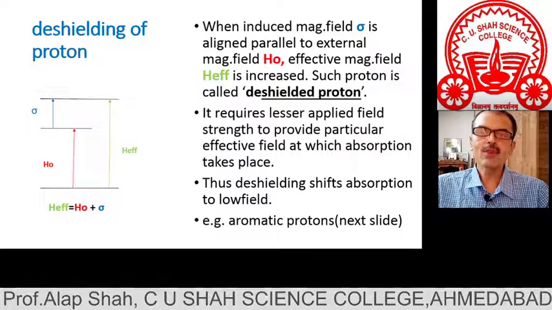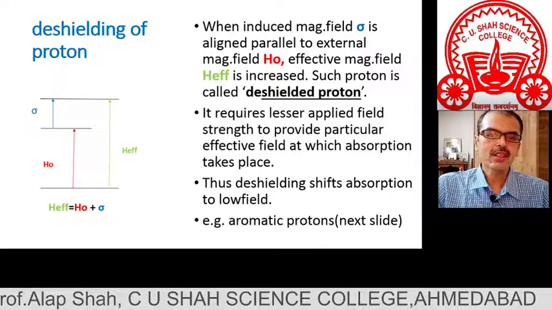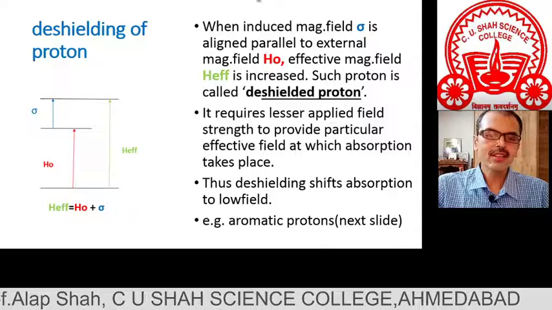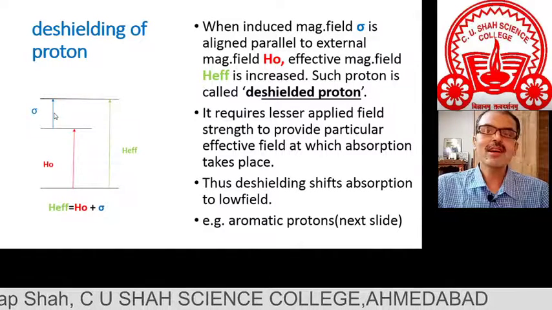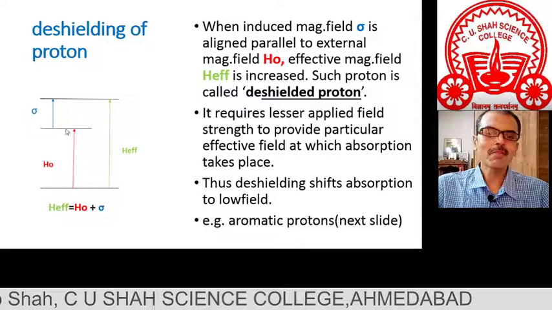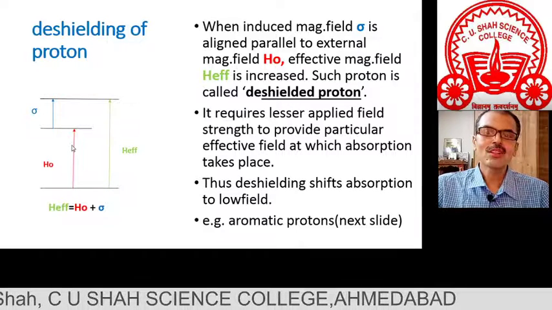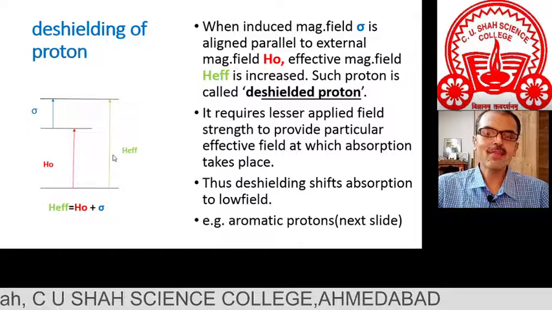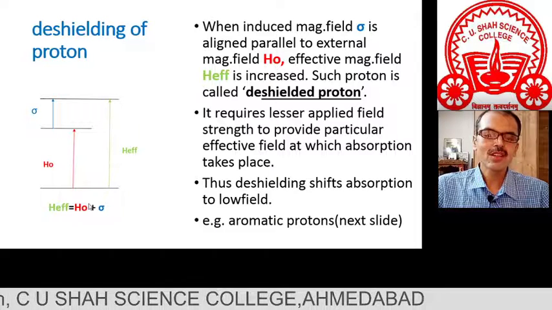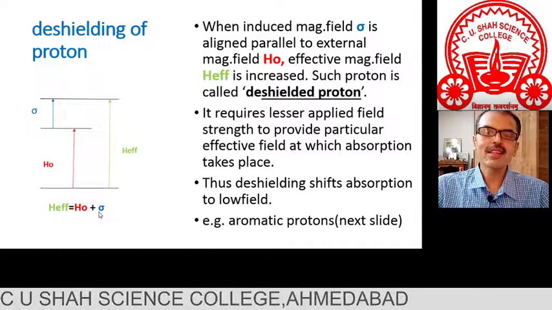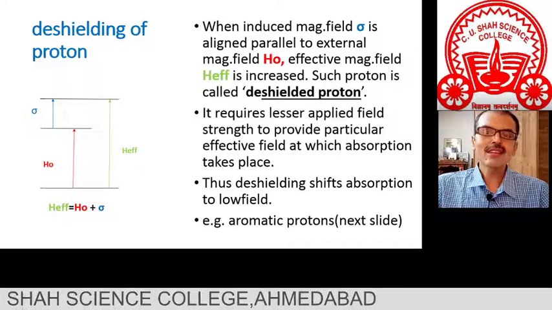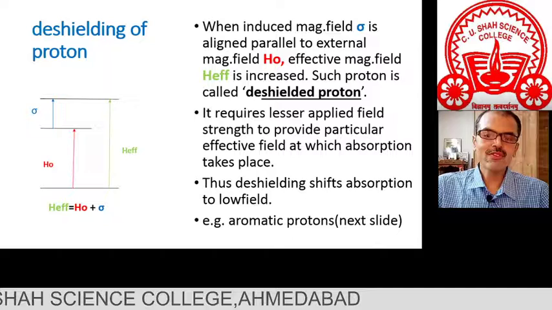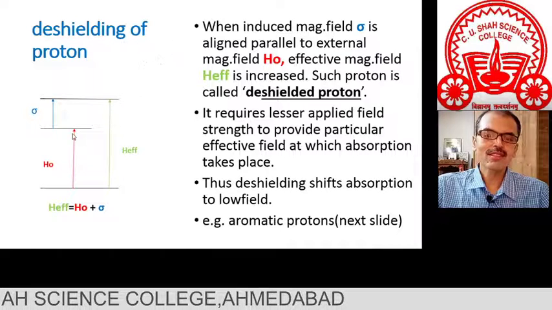Now let us move on to deshielding of proton. You can see in the figure, this is H0, and here sigma is aligned parallel with the H0. So here the effective magnetic field experienced would be H0 plus sigma. Let us understand this phenomenon with the figures.